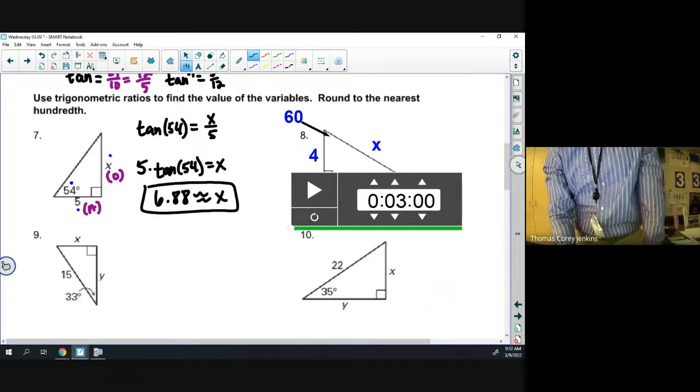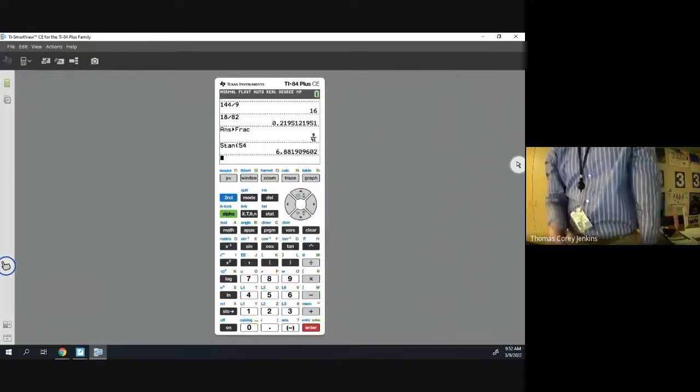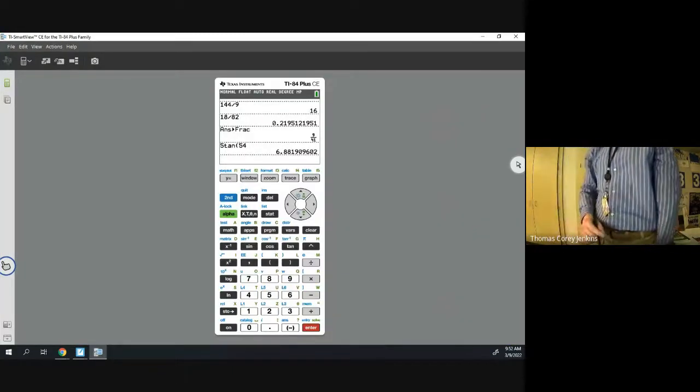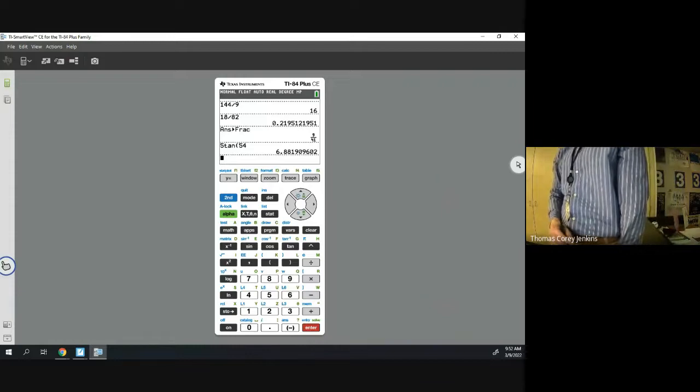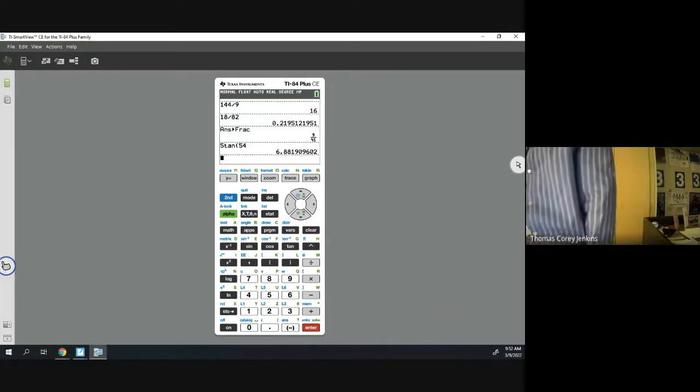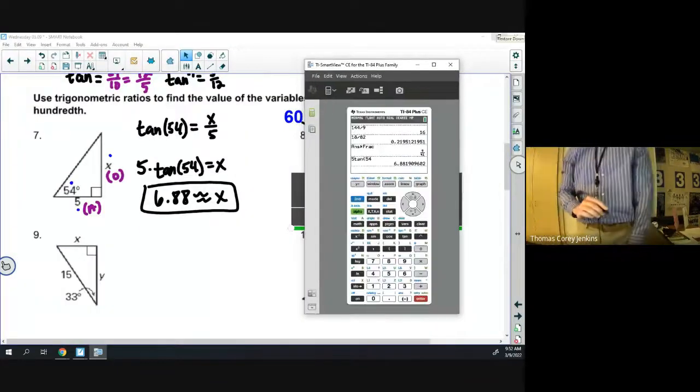Now, before we move on, did anybody type in 5 tan 54 and get a completely different number? Okay, so that can happen if you didn't change it to degrees. So you need to change to degrees. Okay, all right, let's do another one.